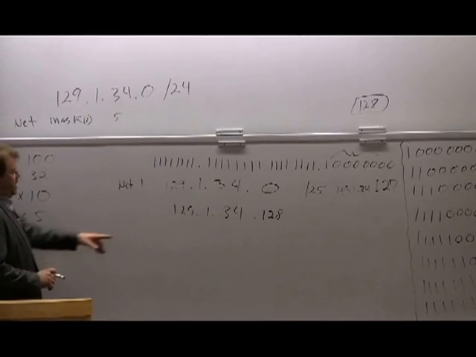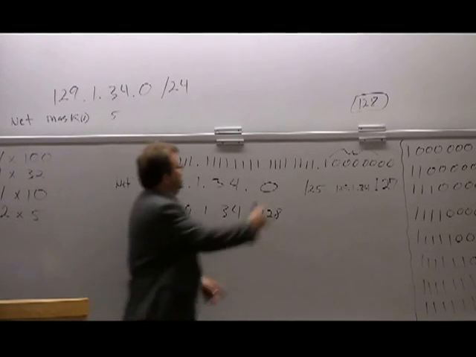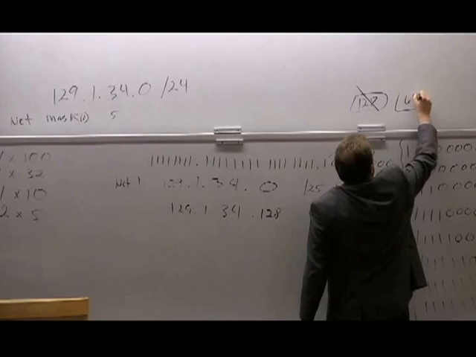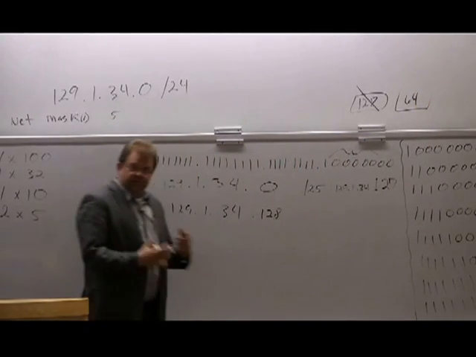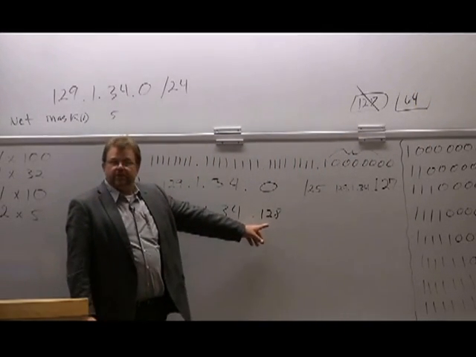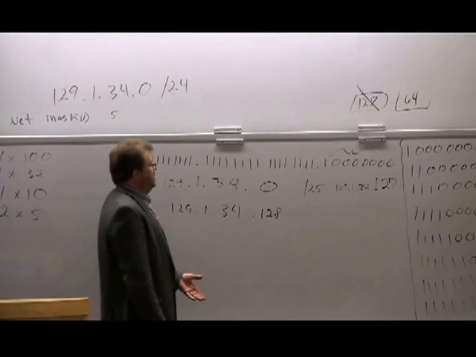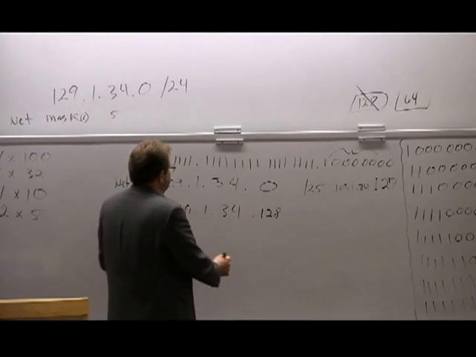So I have to add, how do we always do that? So our magic number is now 64. So what's the process? I add it to the last network, don't I? 128 plus 64. 192?